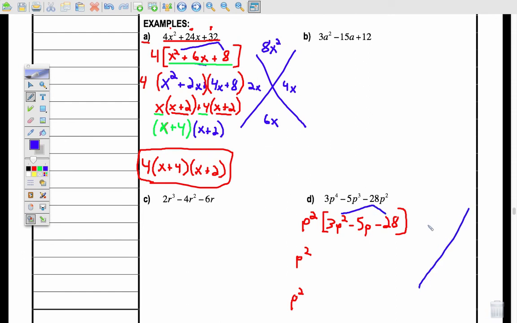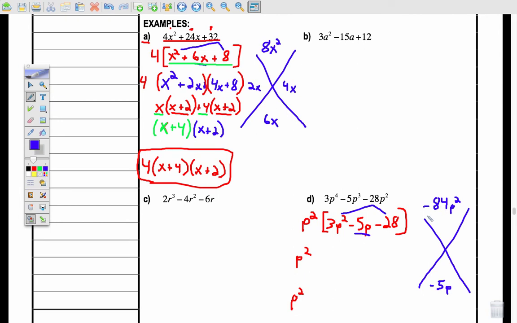First times last. You can set your x up. 3p squared times negative 28 is going to give me a negative 84p squared. The middle term is negative 5p, so over here is negative 5p.